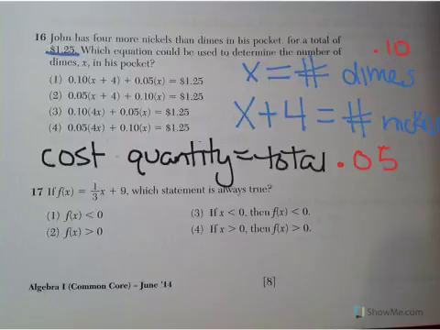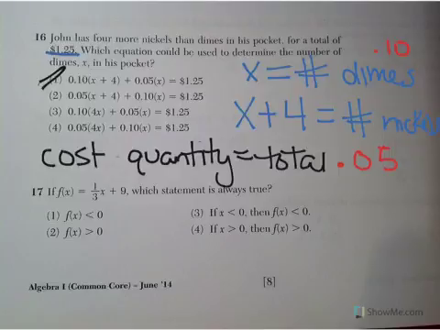Remember, they said our total was 125. So the cost of a dime is 10 cents. So we have to find the equation that says 10 cents times x, 0.10 times x, which means it can't be this first one. Okay, so it can't be number 1.